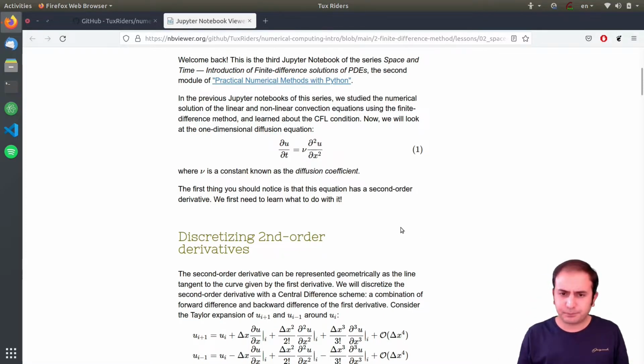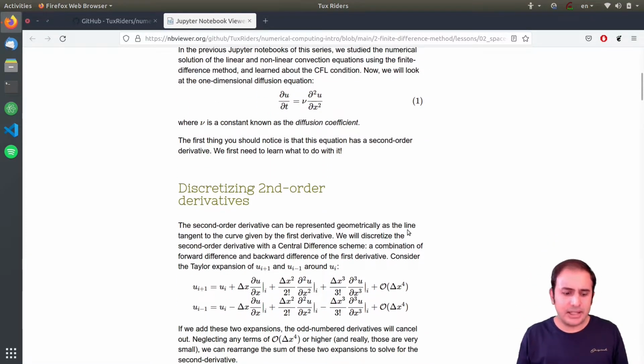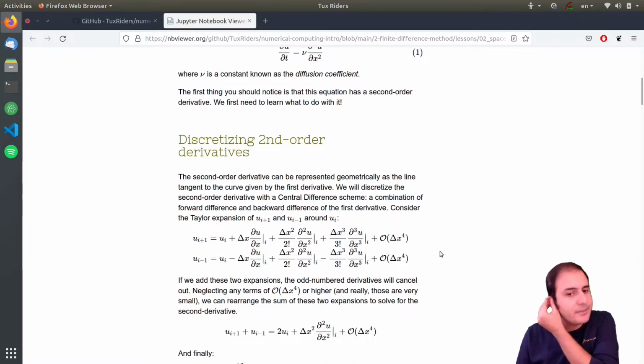For second order of accuracy, let's assume that we want to solve this famous diffusion equation. And as you can see, it has a second order derivative. So the second derivative of u with respect to x is present here. So we need to deal with that. First order of accuracy doesn't suffice to solve this kind of equations.